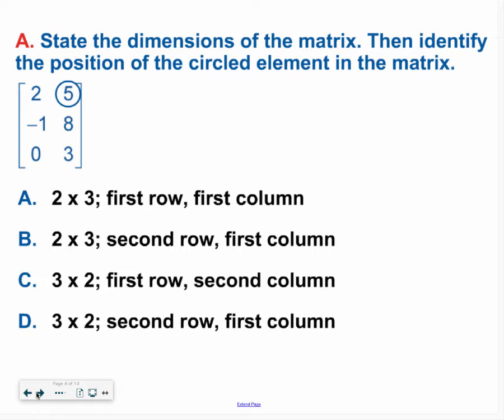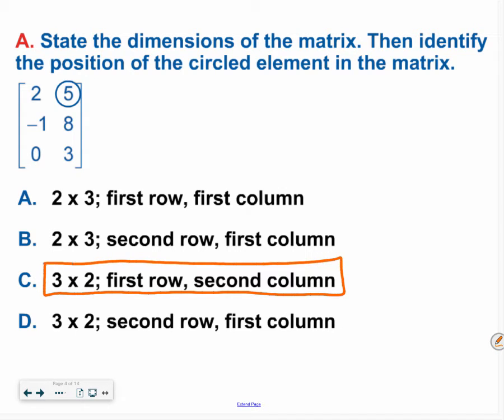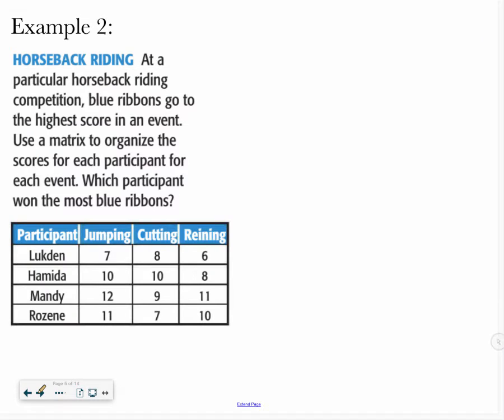Hopefully you said the answer was 3 by 2 for the dimensions, and that the circled element is in the 1st row, 2nd column. Okay? What if I give you a table and ask you to describe the table a little bit. At a particular horseback riding competition, blue ribbons go to the highest score in an event. Use a matrix to organize the scores for each participant for each event. Which participant won the most blue ribbons? This example might seem a little bit silly to you, but it's building a foundation that you're going to expand on a lot more in Algebra 2, okay?